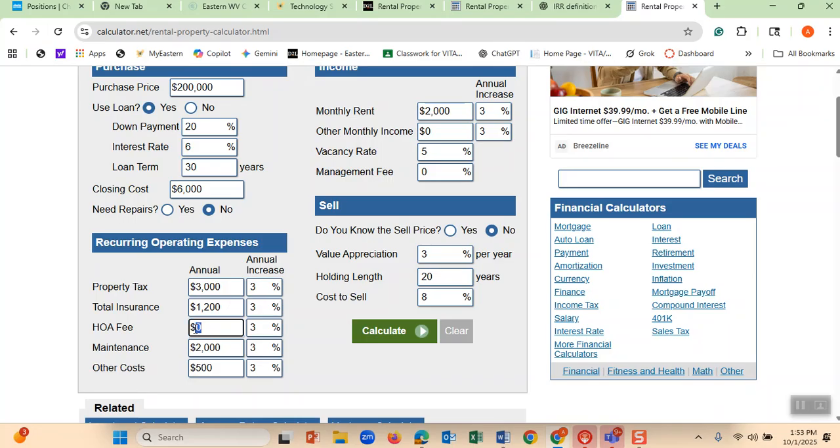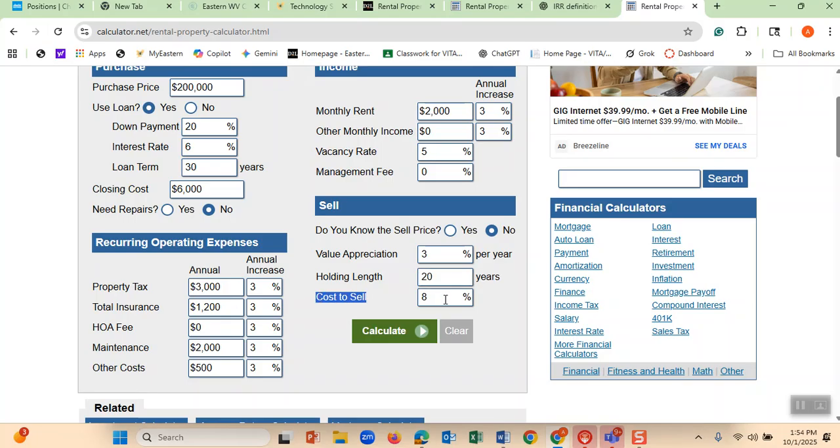There is no homeowners association fee. Usually houses don't have one unless they are in a community. And you are assuming every year you spend $2,000 for maintenance and other costs, and these are going to go up every year by 3%. When you want to sell it, you do not know the selling price for now, but you are expecting the house to appreciate, hopefully going up by 3% every year. And you want to keep the house for 20 years, and you are hoping to sell it.